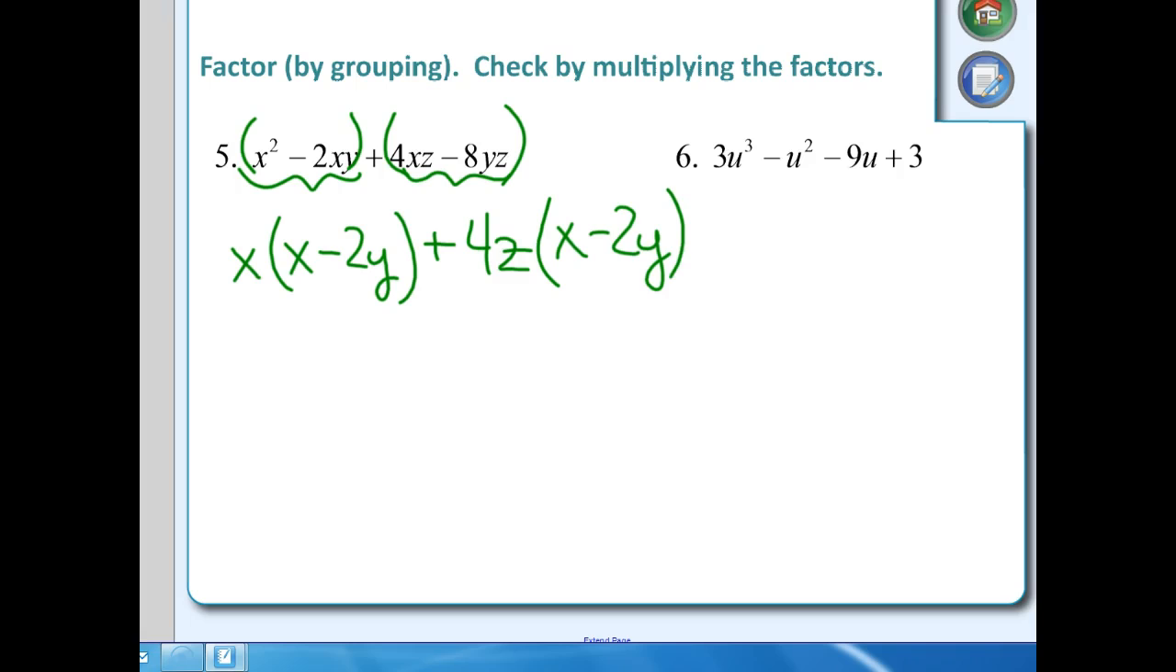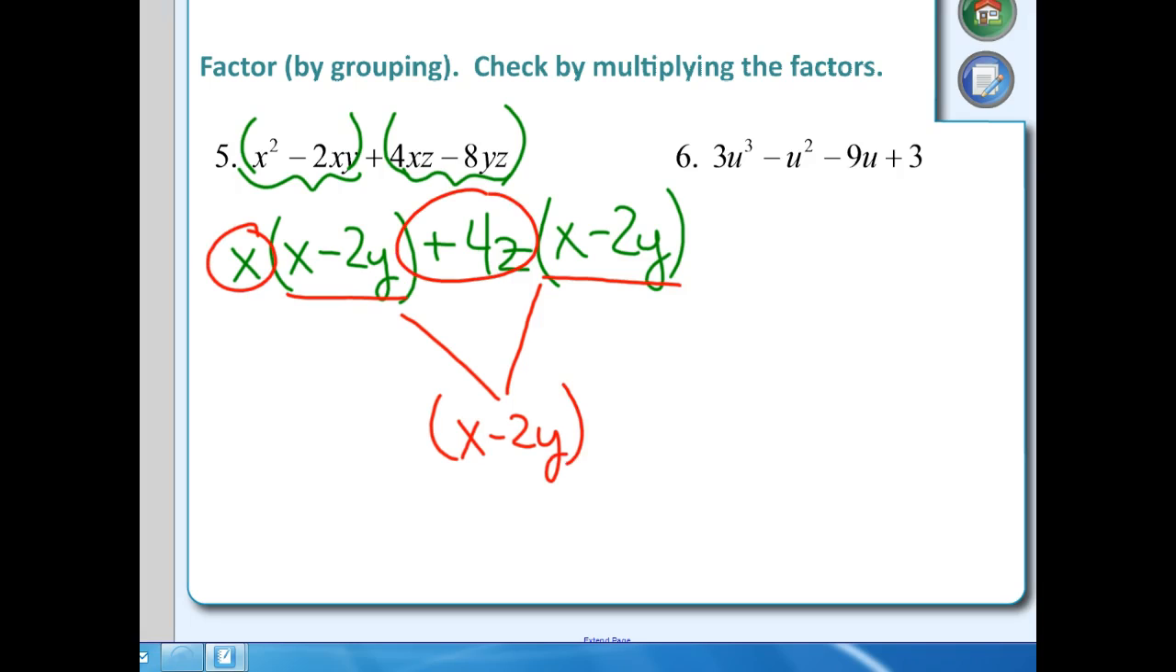Hey, looky there. Did you notice that I've got my common factor again? What's in the parentheses is the same. Remember, those two come down to be my common factor, and what's left out in front becomes my second binomial. Making sense?